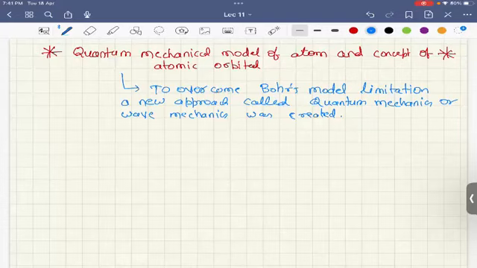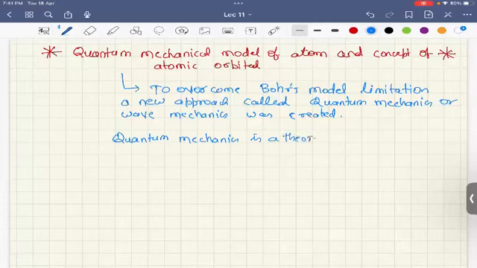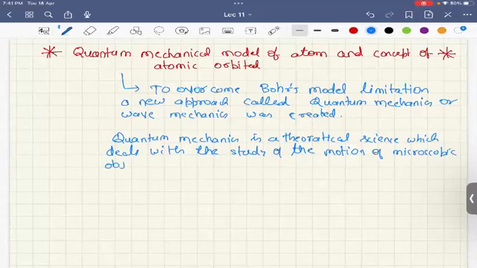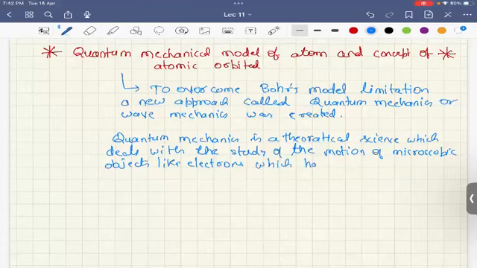Quantum mechanics is a theoretical science which deals with the study of motion of microscopic objects like electrons, which have both observable wavelike and particle-like properties. Okay. So, quantum mechanics is a theoretical science which deals with the study of the motion of microscopic objects like electrons, which have both observable wavelength and particle-like properties.